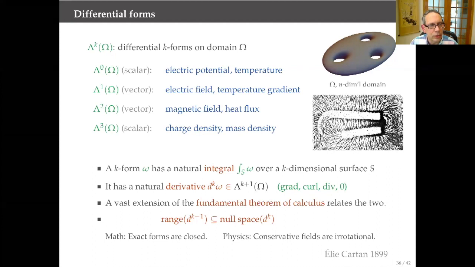It says that the derivative of a differential k minus one form is a differential k form in the null space of d_k. In other words, its derivative is zero. That's what mathematicians would say: exact forms are closed. Physicists would say conservative fields are irrotational. That's really this range is contained in the null space.